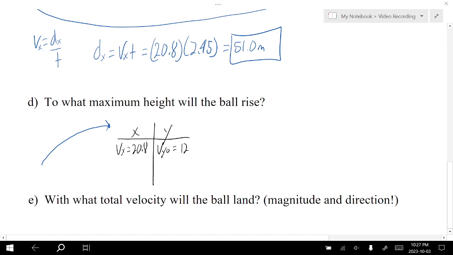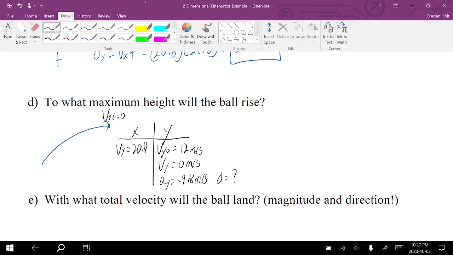I can no longer say Vy final is negative 12 though, because we're not going back down to the same height that we started at. I can, however, say Vy final is 0 at the highest point, because I'm only moving to the side here, I'm not moving up or down. So I can say my final Vy is 0. I can say Ay is negative 9.8 meters per second squared, and I will write down here that I'm looking for a d. I can pretend that fit into my table.